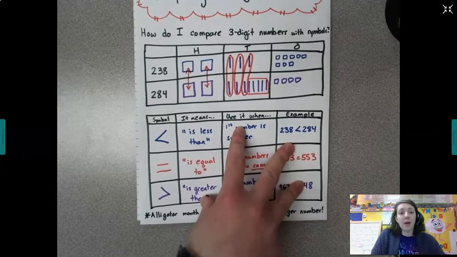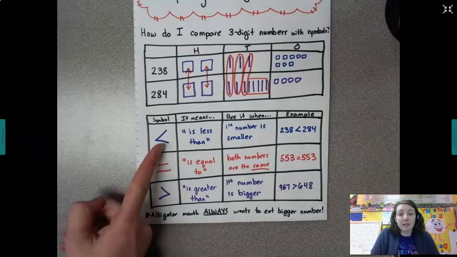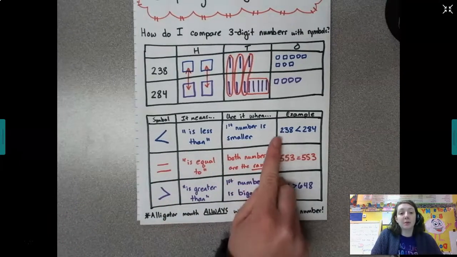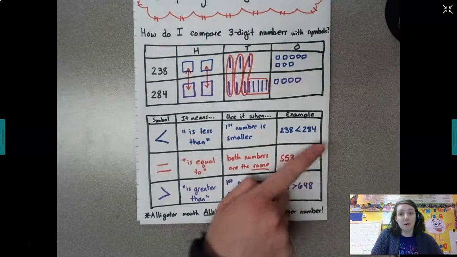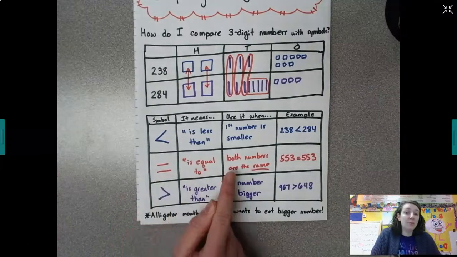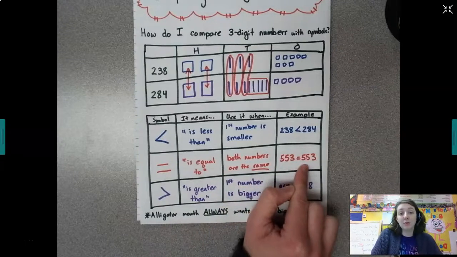So, how can you write this using symbols? This is a review, right? We have our less than symbol. It means the first number is smaller. So for example, 238 is less than 284. So our numbers from up here. An equal sign means both numbers are the same, like 553 equals 553.